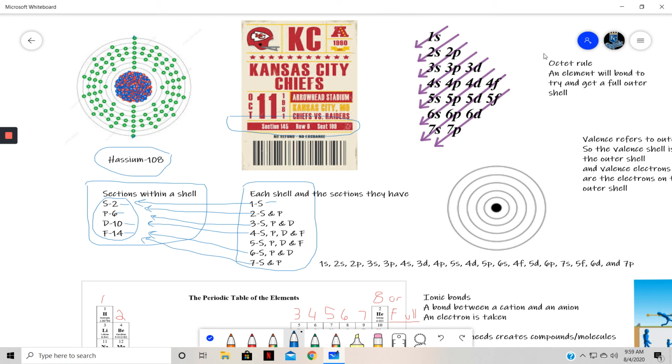Because that takes us all the way over here to the octet rule. We can see this prefix "oct" refers to 8, like in geometry class, octagon, that kind of stuff, octopus, 8 legs. The octet rule simply states an element will bond with things to try and get a full outer shell, and in that case, that number is 8. So that's the octet rule.